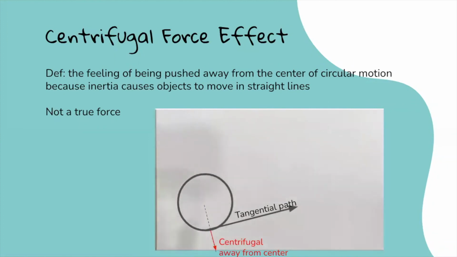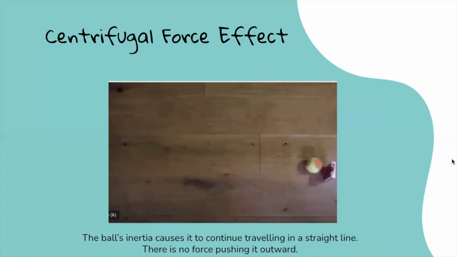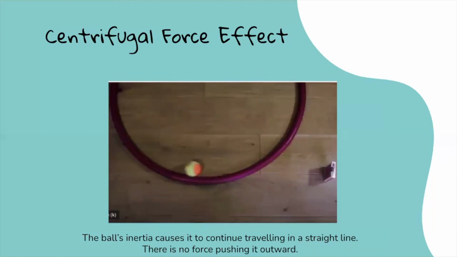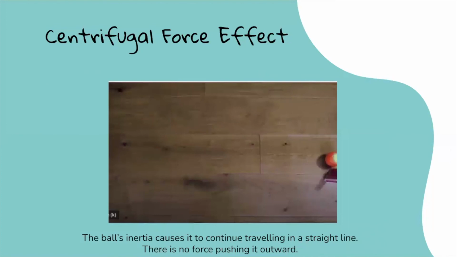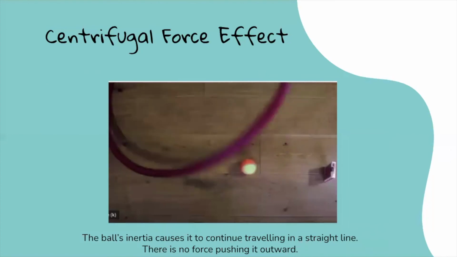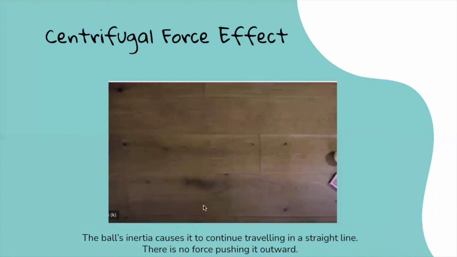Now, to be fair, the reason people confuse this and think there is an outward force is the marble does end up farther away from the center of the circle than it was to start. But not because there was an outward force, just because the cup went away and so the ball kept going in a straight line. Similarly, I've done this demo before with a hula hoop and tennis ball. You can do that one at home. The ball's inertia makes it travel in a straight line, but it doesn't get pushed outward.